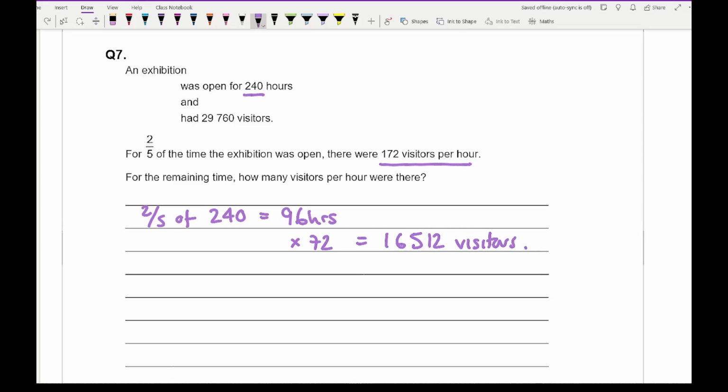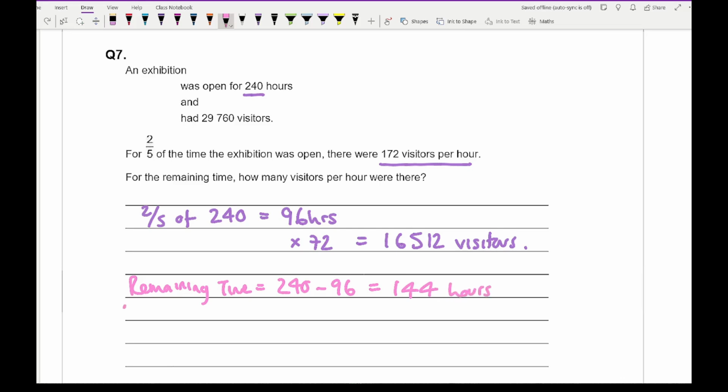So then to work out the remaining time, it's going to be 240 hours minus 96, which gives me an answer of, and let's just quickly work that out. So I've got 240 minus 96, which equals 72. No, it doesn't. I've typed it in wrong in my calculator. So 240 minus 96 gives me 144 hours.